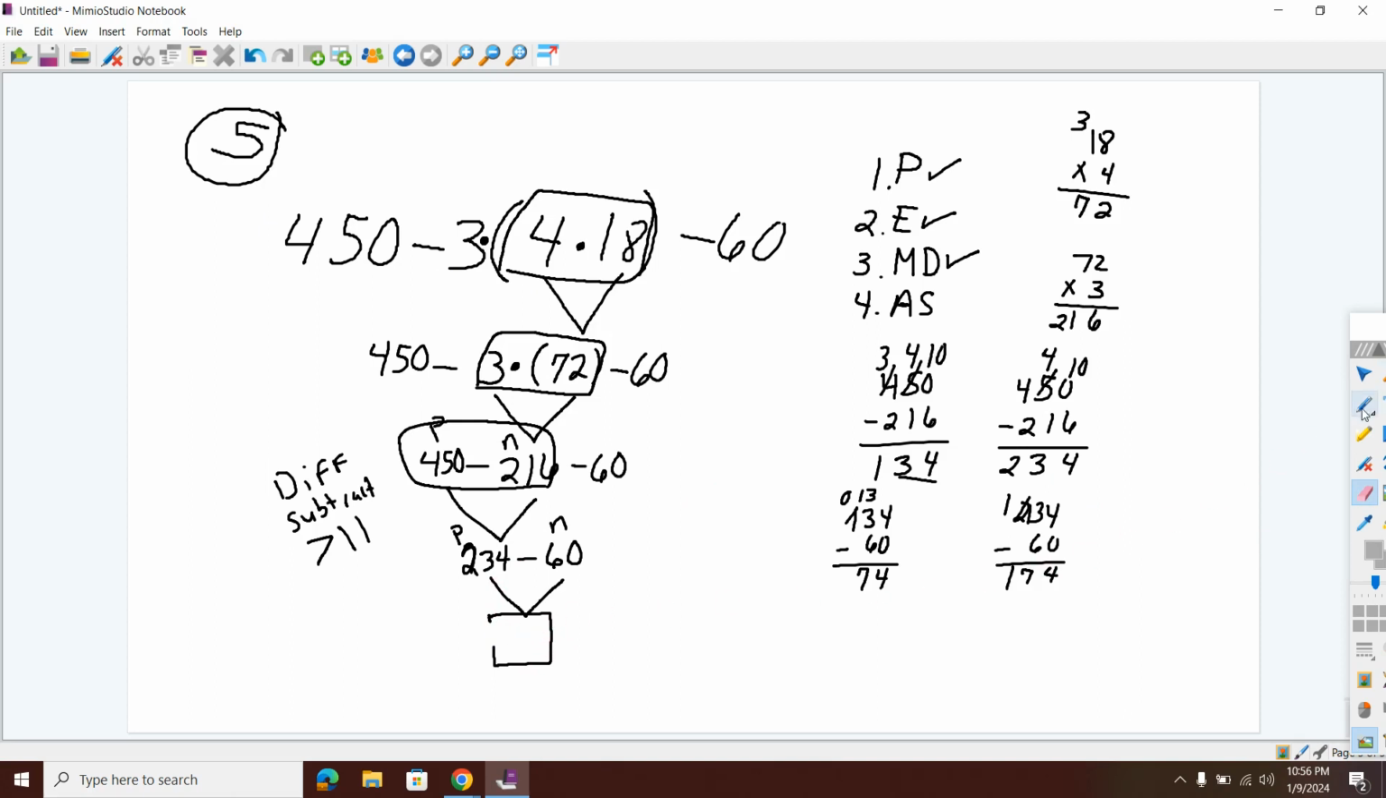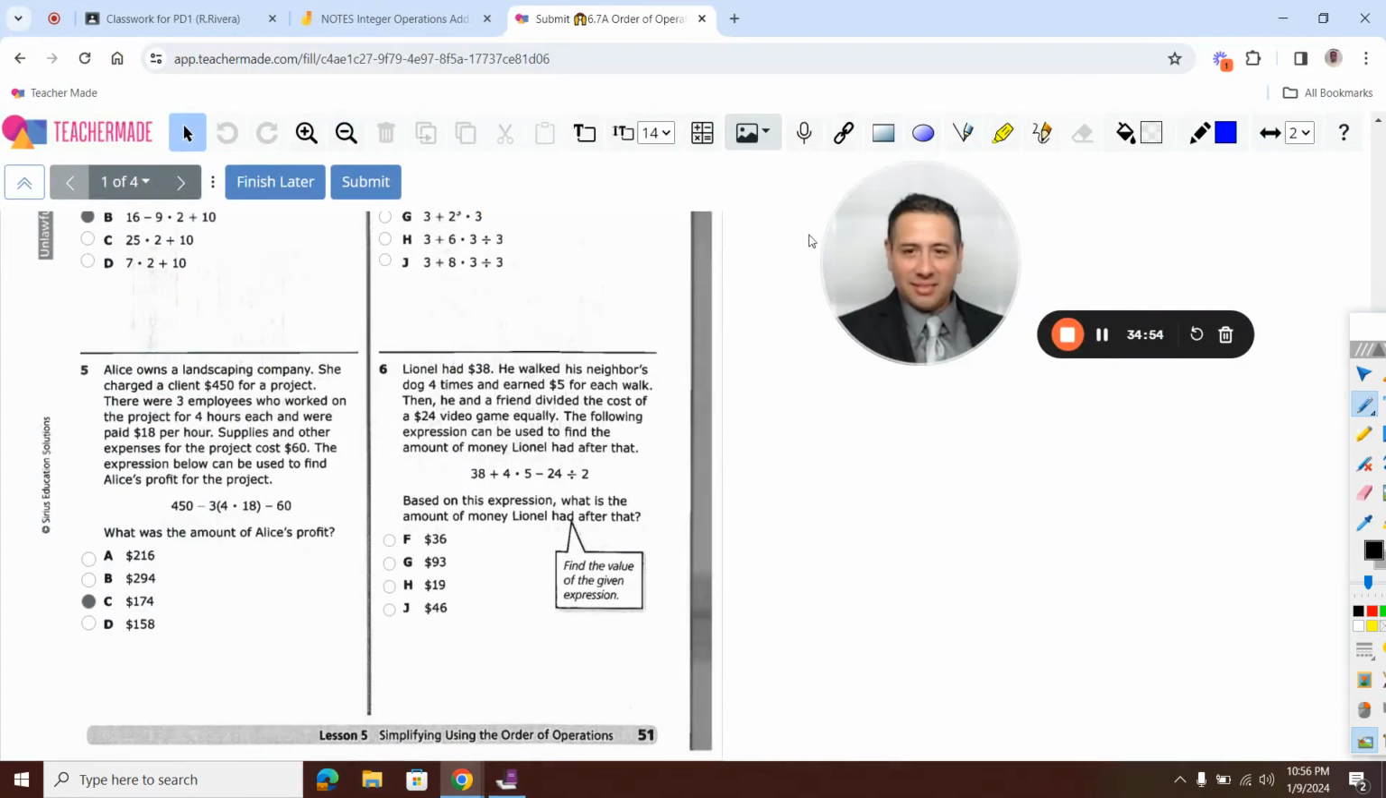Neat. Then get back my pencil and put 100. It still looks ugly. There. Box. $174. Okay. Anyway, that's number 5. The way I did number 5, you have to go and do number 6.